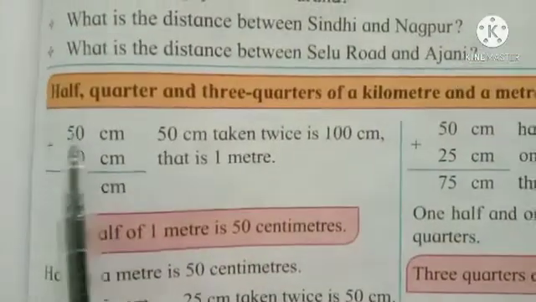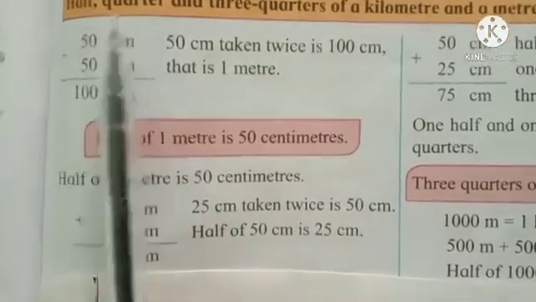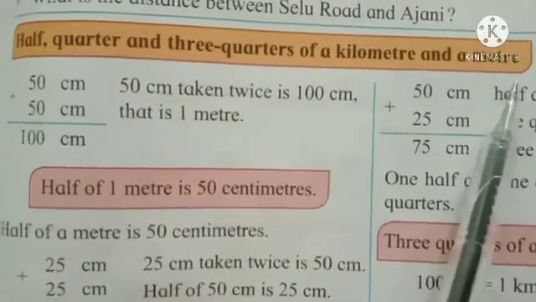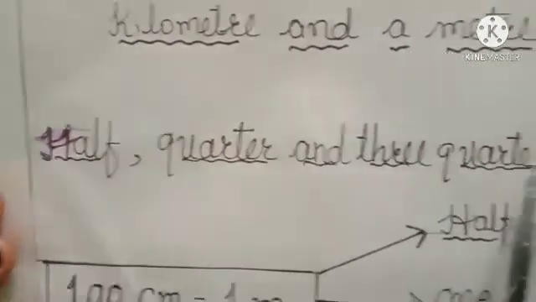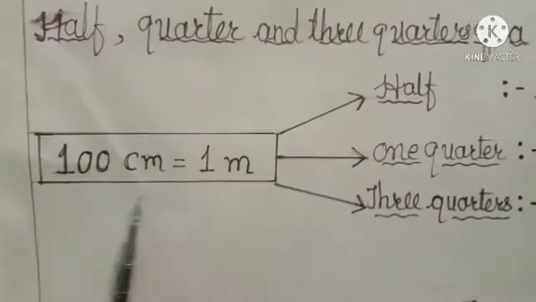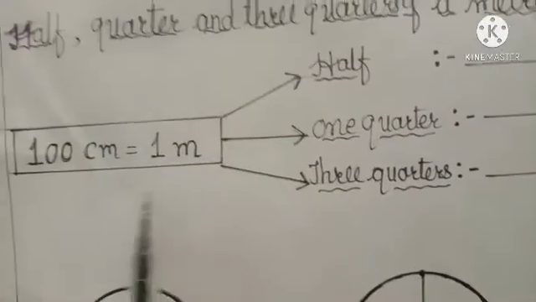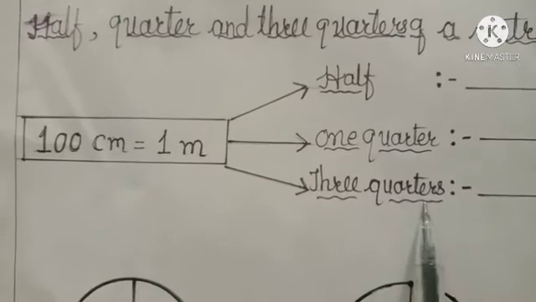The next part, the explanation part of page number 63, that is half, quarter and 3/4 of a kilometer and a meter. Now see here, first we will see half, quarter and 3/4 of a meter. Now students, you know that 100 centimeter is equal to 1 meter. So we have to distribute this in half, 1/4 and 3/4.